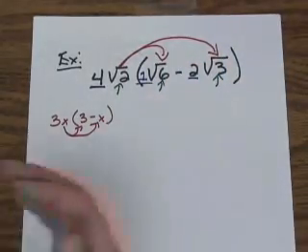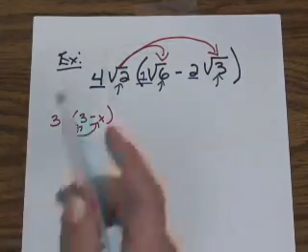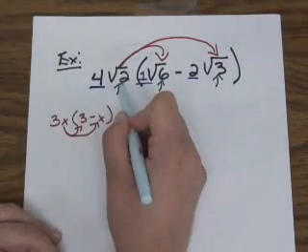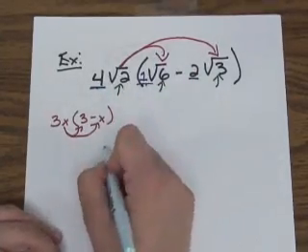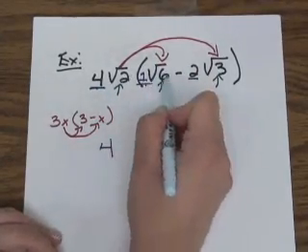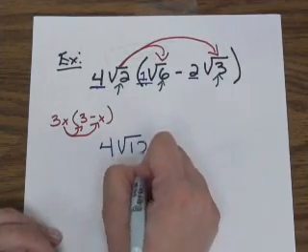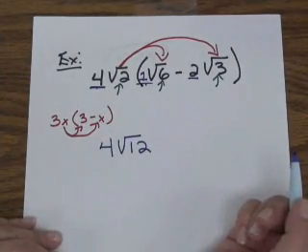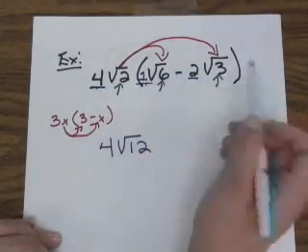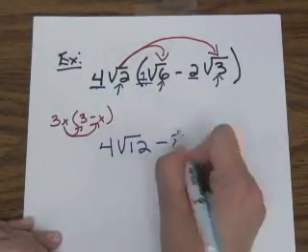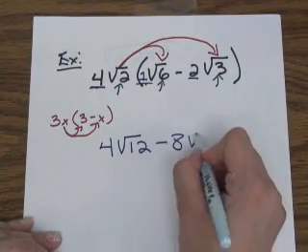So what happens here in the first one? We have 4 times 1 square root of 6. 4 times 1 gives me 4. 2 times 6 gives me 12. See how simple that was? The next one is 4 times negative 2, which is negative 8, and 2 times 3, which is 6.